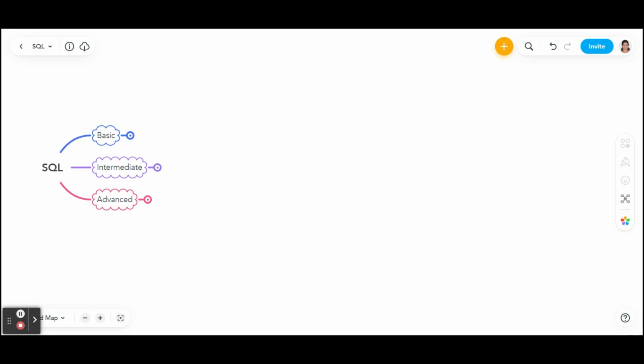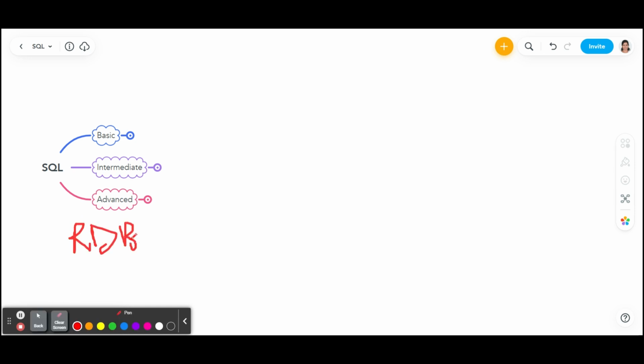In this video, we are going to see the complete roadmap or learning path for SQL. So, first of all, let us understand what is SQL. SQL is Structured Query Language, usually abbreviated as SQL. It is a domain specific language used in programming and designed for managing data. SQL is basically used with a relational database management system, which we usually call an RDBMS.